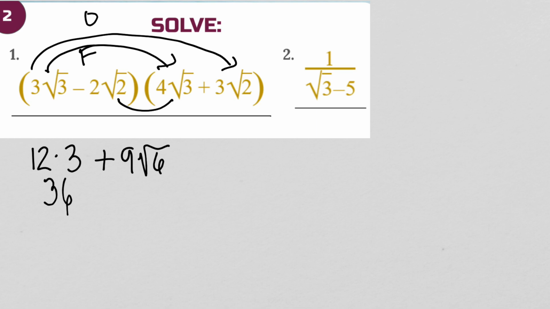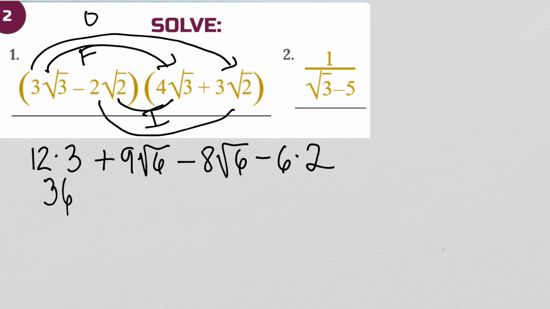Then the inner terms is negative 2 times 4 is negative 8. Radical 2 times radical 3 is radical 6. And then the last terms, negative 2 root 2 times 3 root 2. Negative 2 times 3 is negative 6. And root 2 times root 2 is plain old 2.